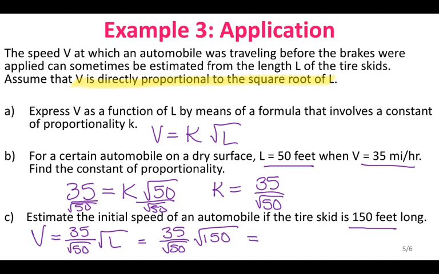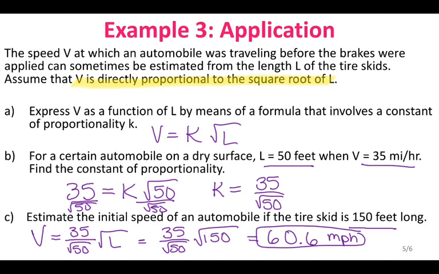And I'm going to put that into my calculator. So 35 divided by the square root of 50 times the square root of 150. And that gives you approximately 60.6 miles per hour. So that is how fast that car was going when the tire skid is 150 feet long.